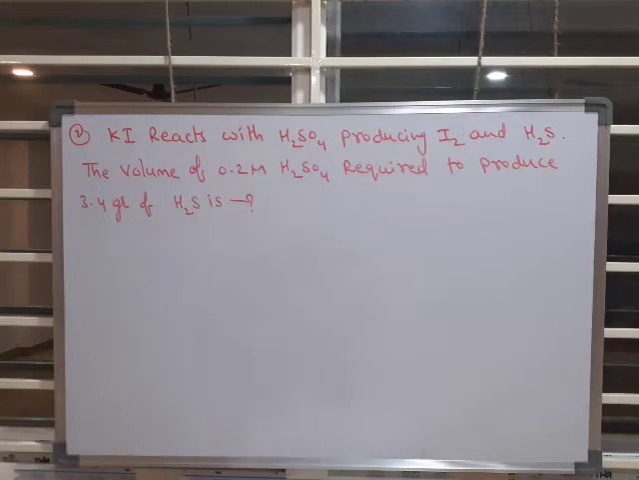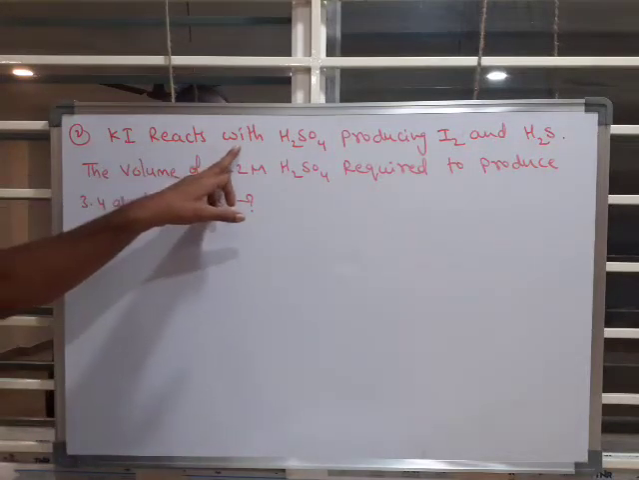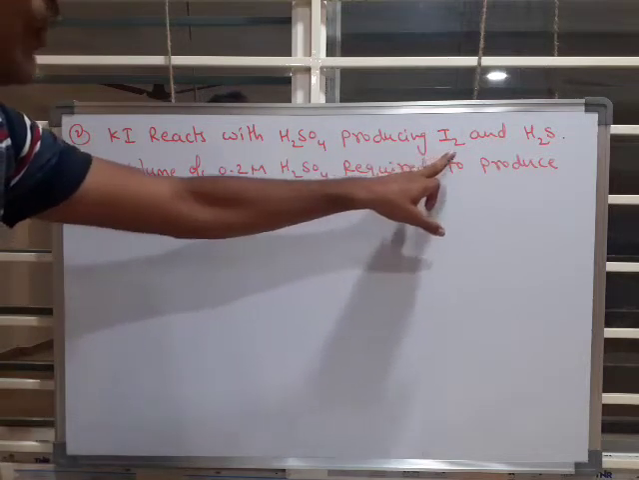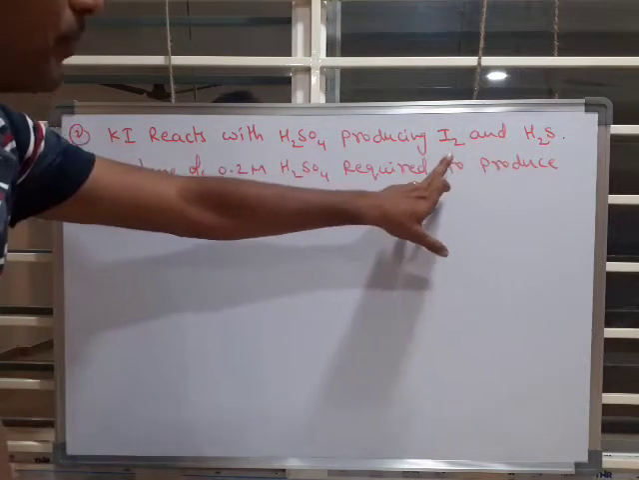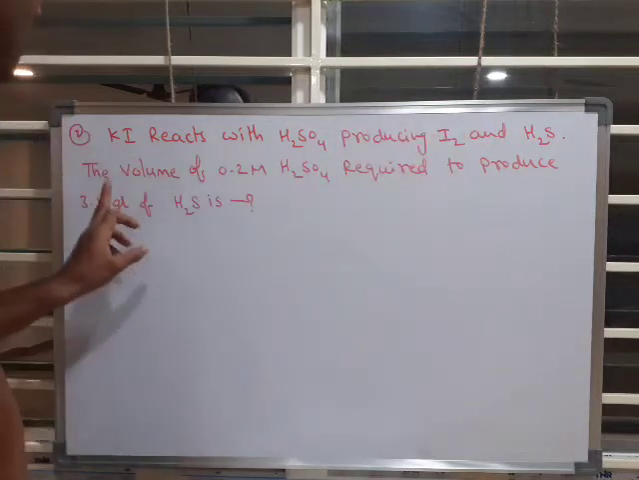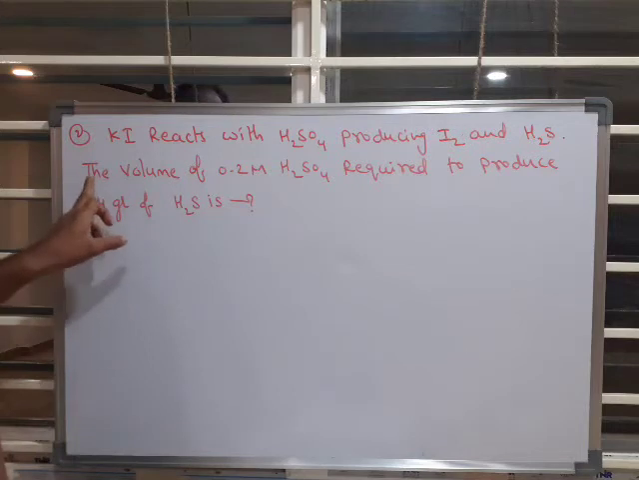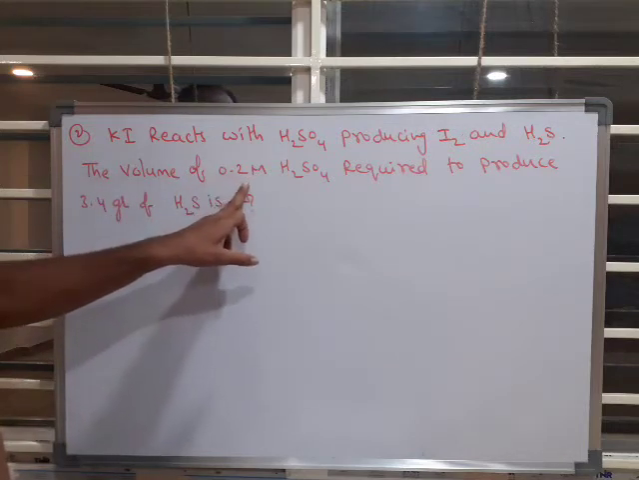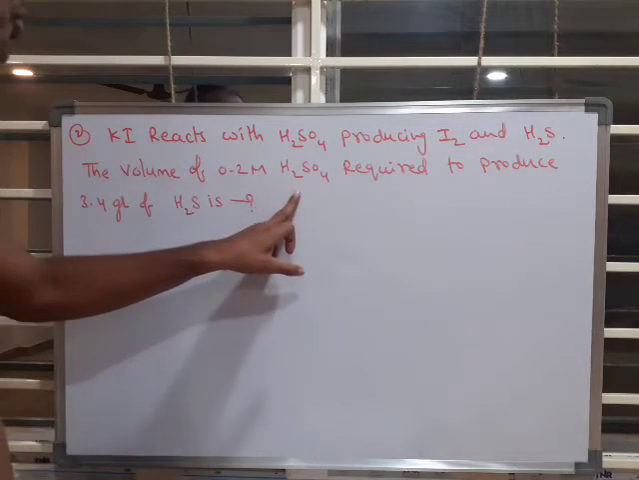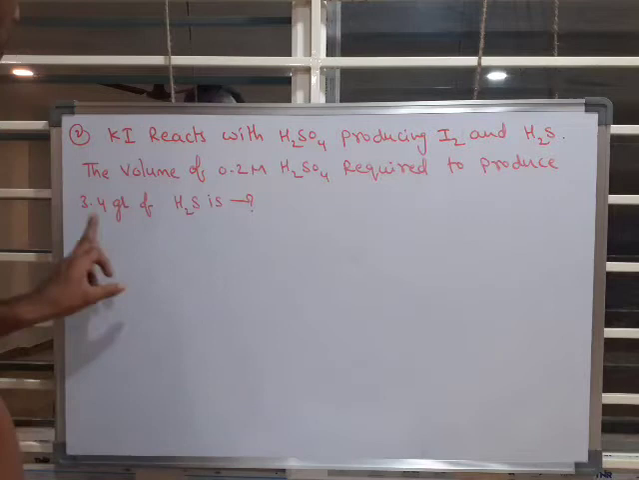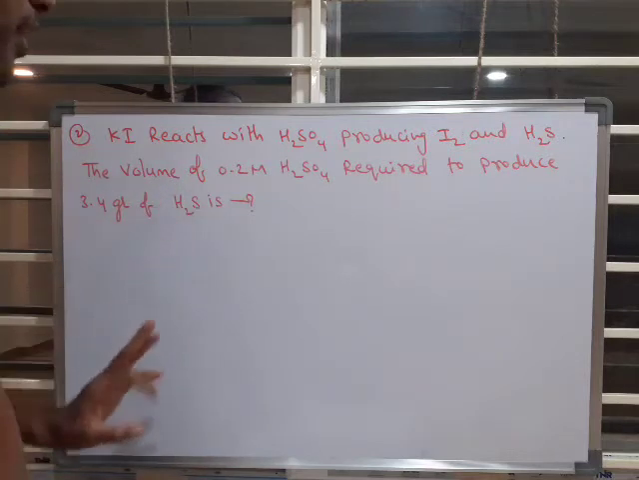Okay, see the next one. Potassium iodide reacts with sulfuric acid, producing iodine and H2S. These are the main products, iodine and H2S. The question is to find the value of 0.2 molarity H2SO4 solution which is required to produce 3.4 grams of H2S.